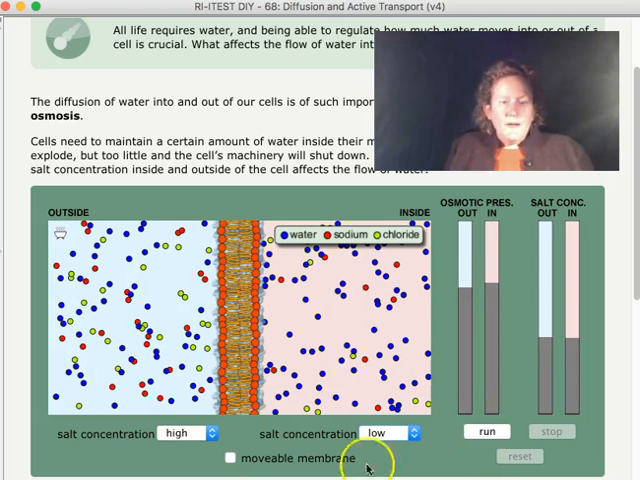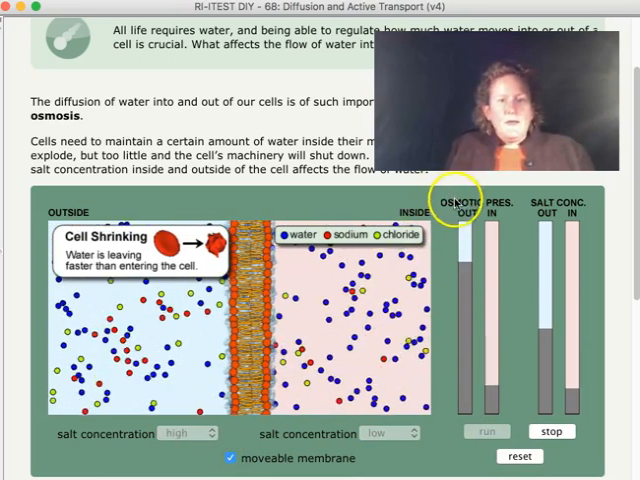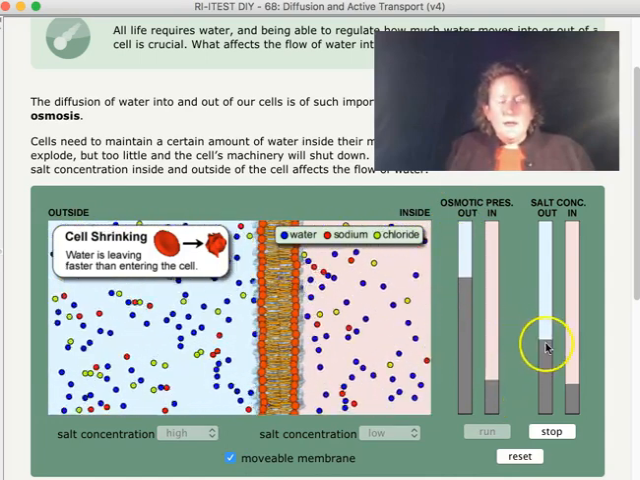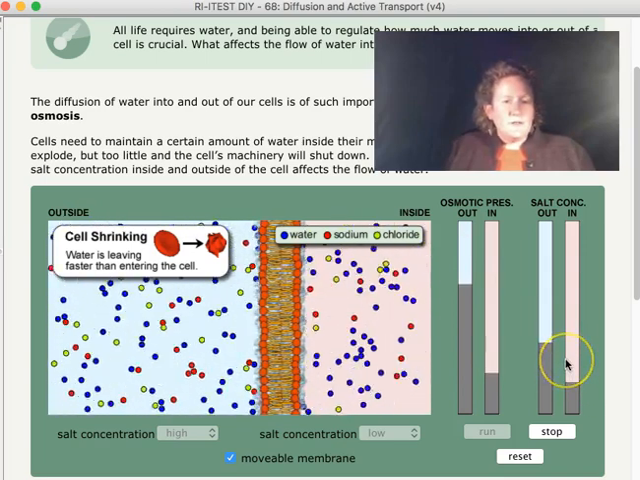And we'll run the model with a movable membrane here so you can see what's happening. And we'll look at the difference in osmotic pressure. It's a big difference at first, and there's a fairly big difference in the salt concentration at first.